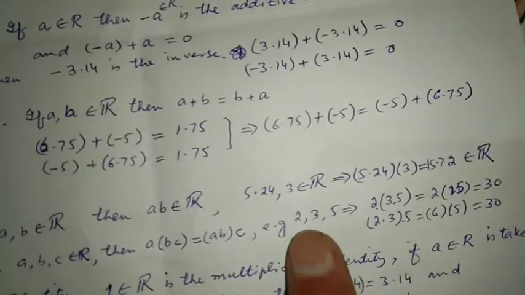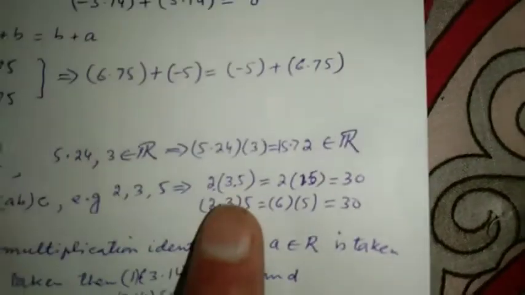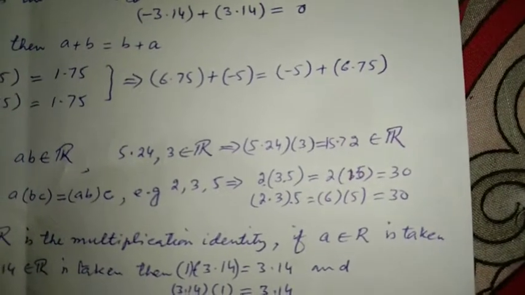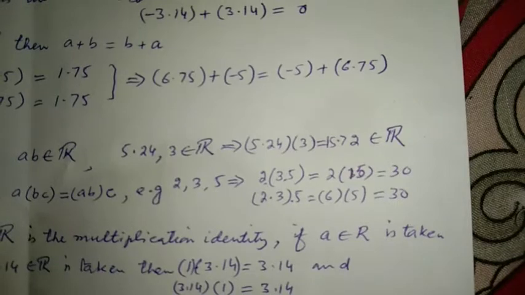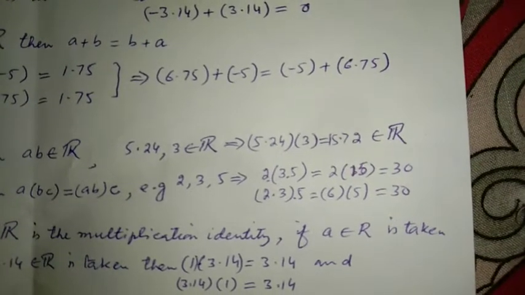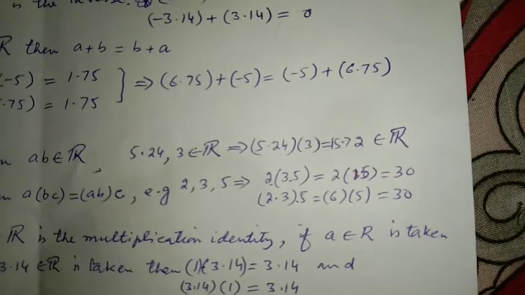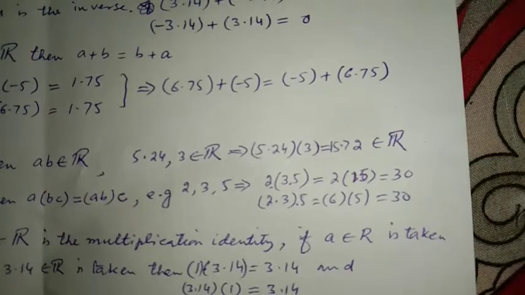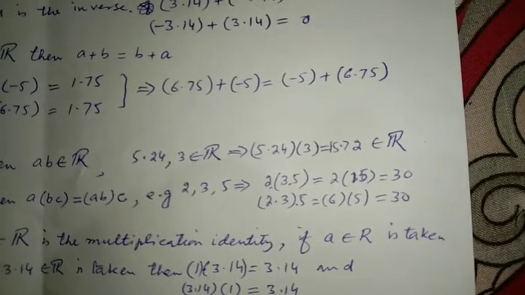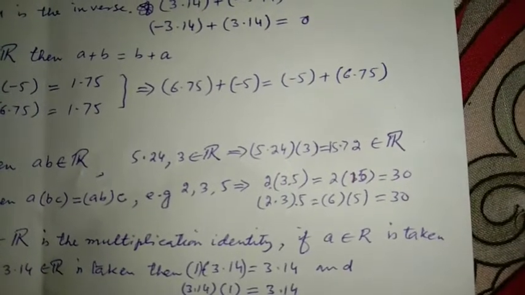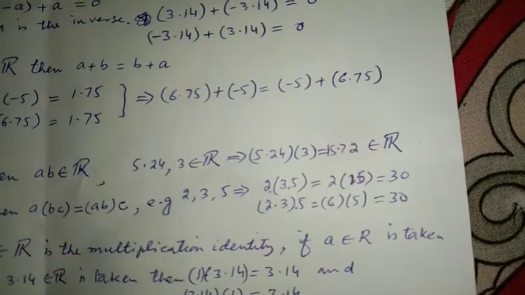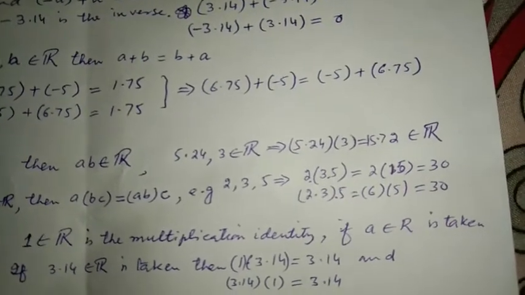Now we are taking three real numbers 2, 3 and 5. Now in the first way we are multiplying 3 and 5, so the answer is 15. Now 15 is multiplied from the right side with 2 and the answer is 30. And in the second way we are multiplying first 2 and 3 and the answer is 6, and then it is multiplied with 5 from the left and the answer is 30. This is known as associative law.